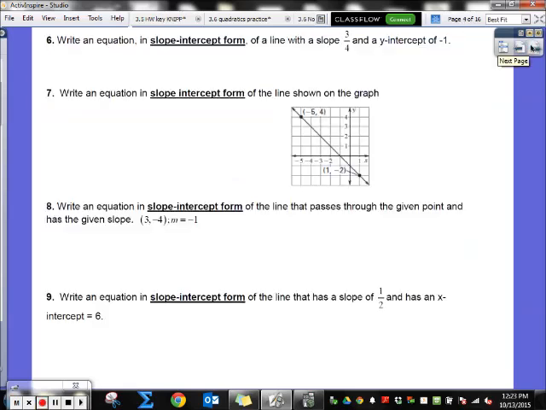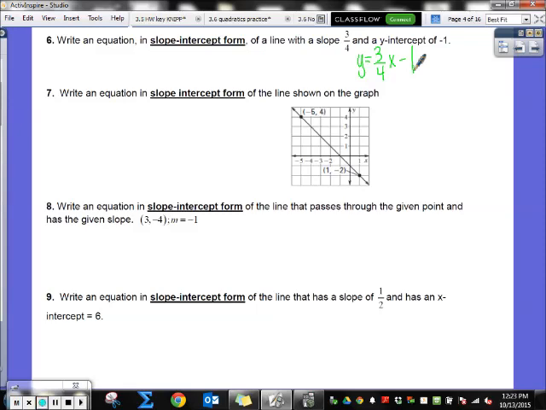Number 6, write an equation in slope-intercept form with a slope of 3/4 and a y-intercept of -1. In this case, since you're given your slope and your y-intercept, you can plug straight into y = mx + b. So y = 3/4 x - 1 would be your answer.